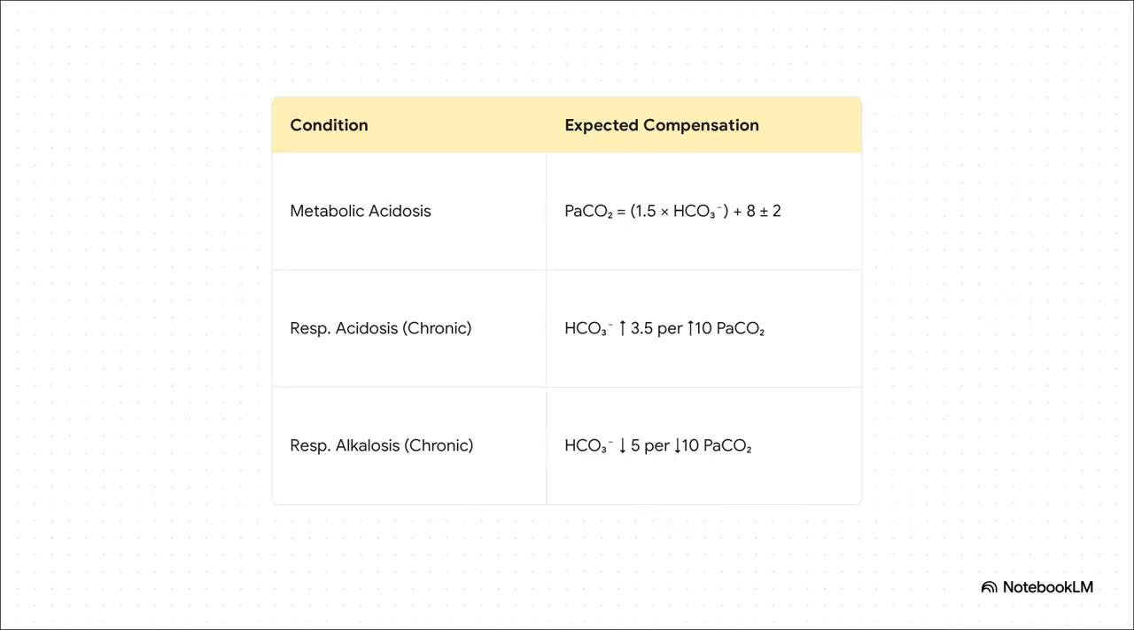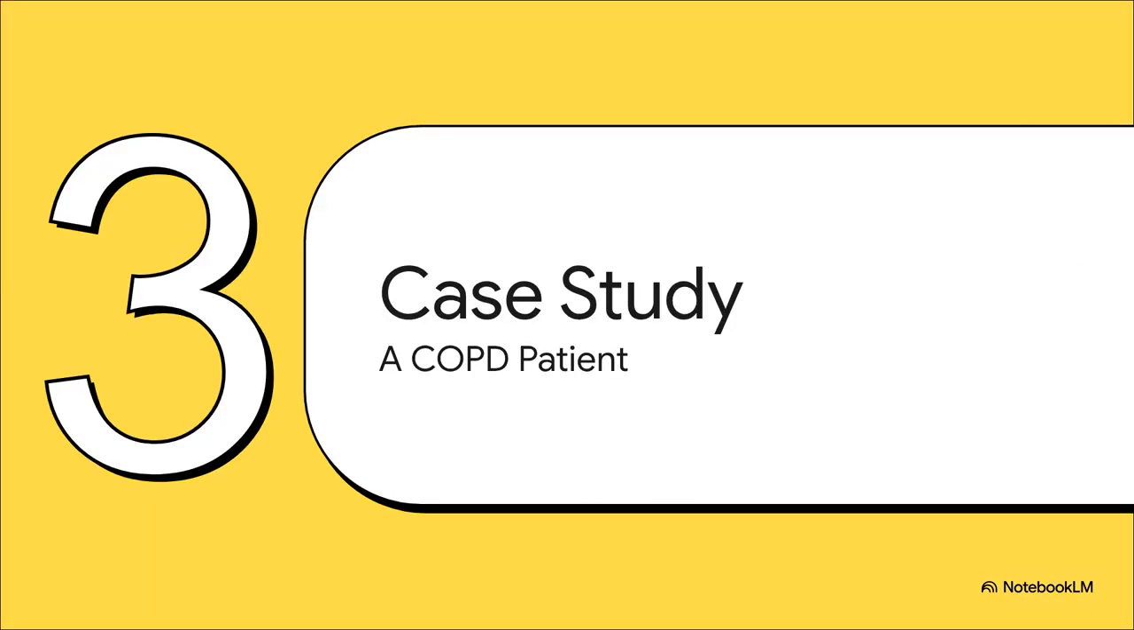Now, the body is incredibly smart. It always tries to fix an imbalance. We call this compensation. Now, don't get too hung up on these formulas. They're more for a deeper dive or reference. For now, just remember the big idea. When one system is out of balance, the other one tries to step up and pick up the slack. Okay, enough theory. Let's see how this method works in the real world.